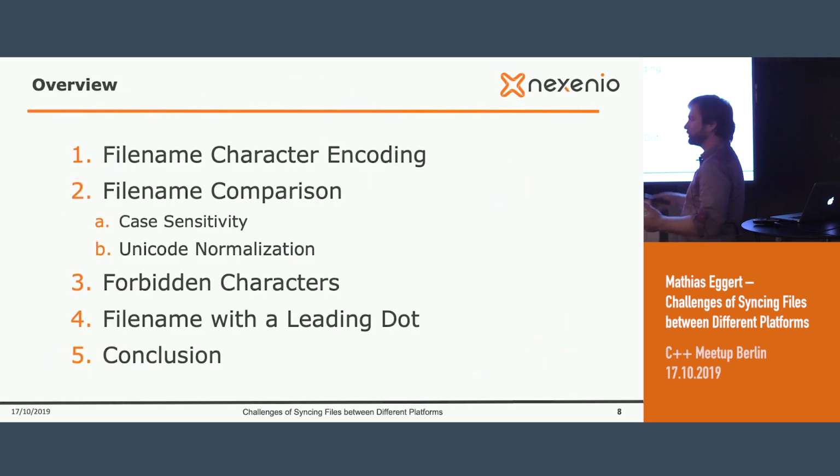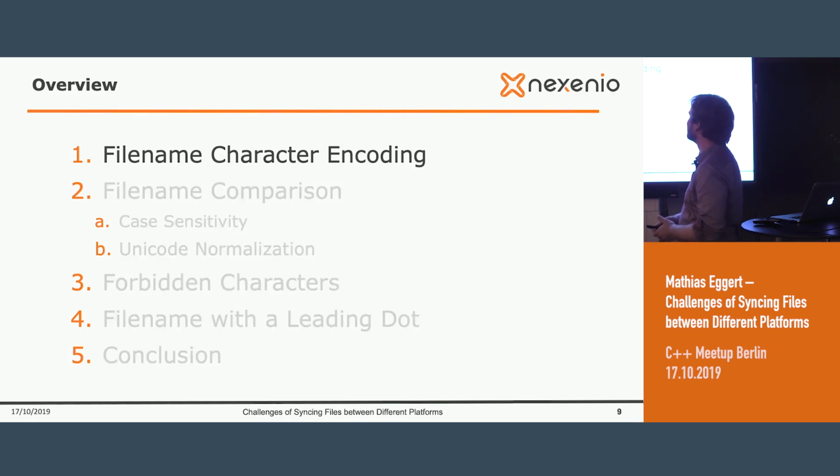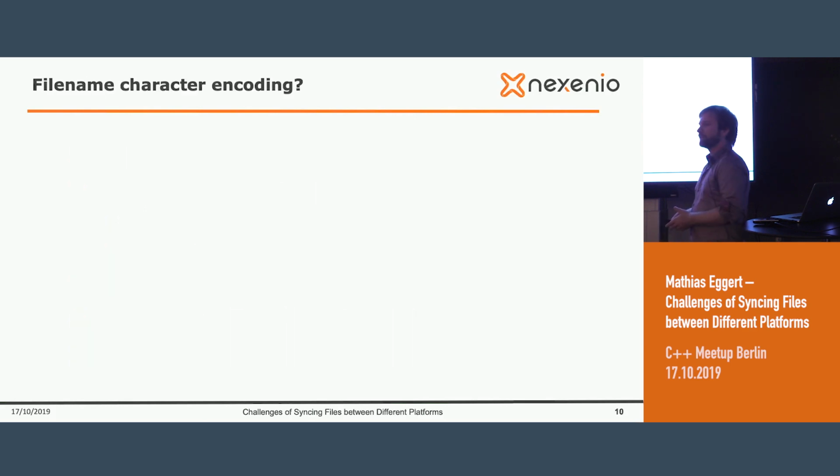And so we have to talk first of all about file name comparison, because the file name comparison is very different on each platform. We have to talk as well about forbidden characters. And at the end, I want to give you a little challenge because I want to explain the problem with the file name with the leading dot, and I hope you will find a solution for it. But let's start with character encoding, how the file name character encoding is on each platform.